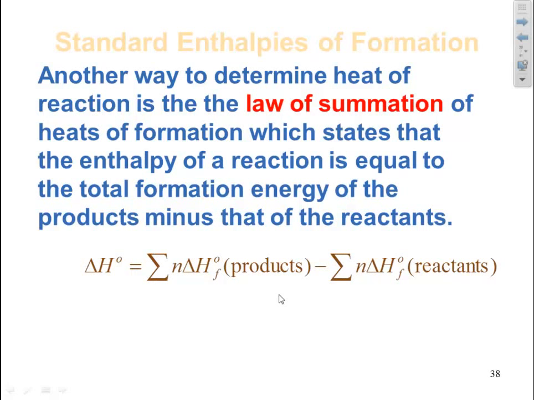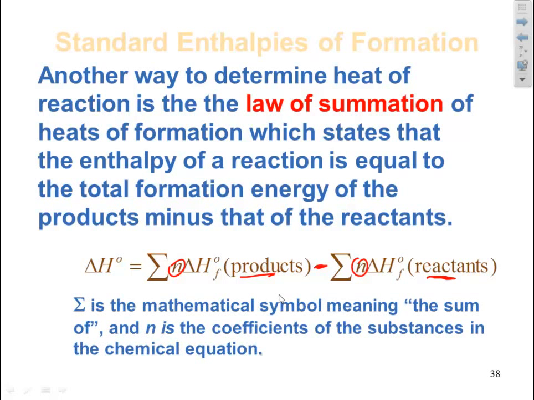So basically what we're saying here is the delta H of reaction is equal to the summation of your number of moles of each of your delta HFs of your products minus the summation of the number of moles times each of your delta HF of your reactants. This is products minus reactants. And you must account for the number of moles of each of the species. So the summation symbol means the sum of, and the n is the coefficients of the substances in the chemical equations. So let's do a generic one before we show you what we're talking about with this formula.